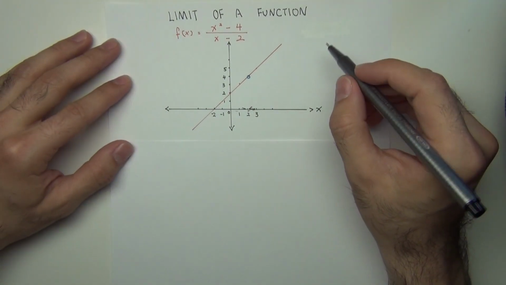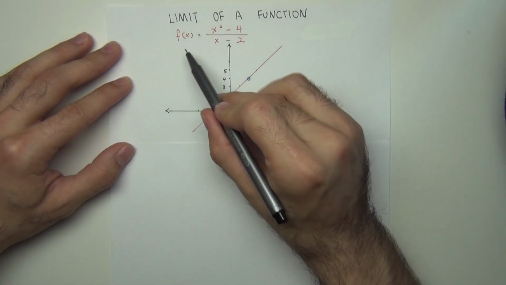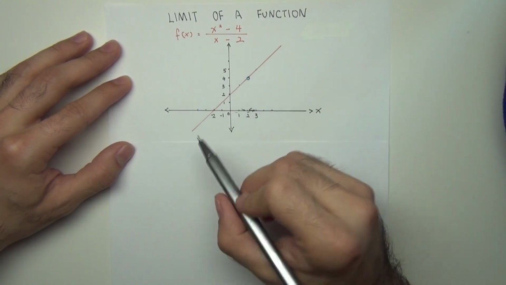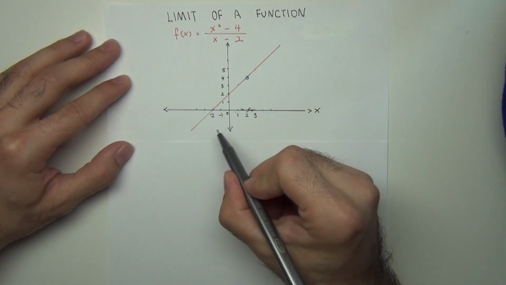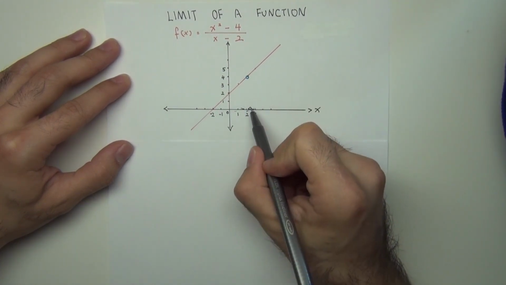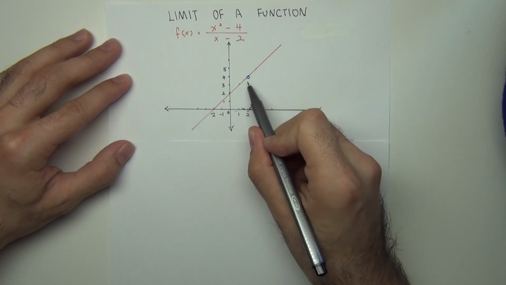Okay, we're going to be finding the limit of a function. Our function here is f of x equals x squared minus 4 over x minus 2. And here's the graph of the function. It's just a line with a hole at x equals 2. This means that f of x is not defined at x equals 2.